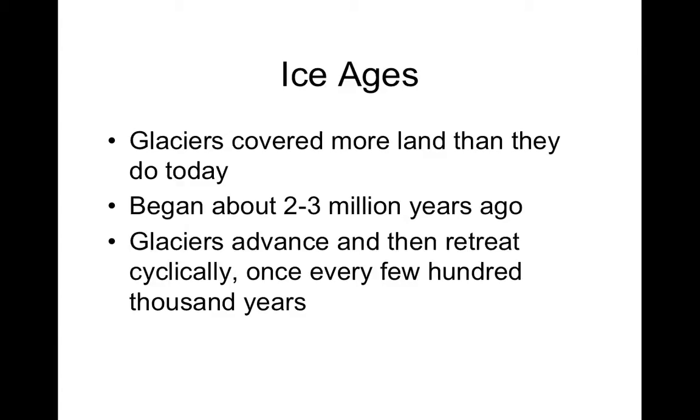Now, our cycle of ice ages began about 2 to 3 million years ago when the climate cooled. And what happens is glaciers advance and then they retreat again cyclically, often once every few 100,000 years. So glaciers have retreated back to about where they are today and then advanced and covered more of the globe dozens of times over the last few million years, back and forth and back and forth.